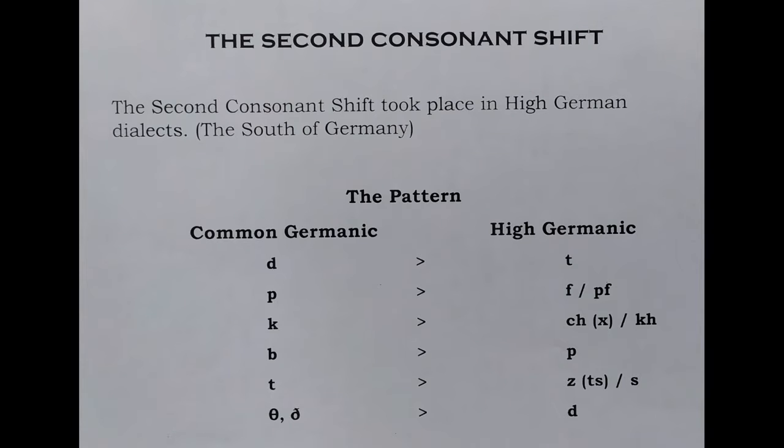The pattern of the second consonant shift is: Common Germanic d corresponds to High German t. Common Germanic p corresponds to High German pf. Common Germanic k corresponds to High German h. Common Germanic b corresponds to High German p. Common Germanic t corresponds to High German ts, s. Common Germanic v corresponds to High German d.